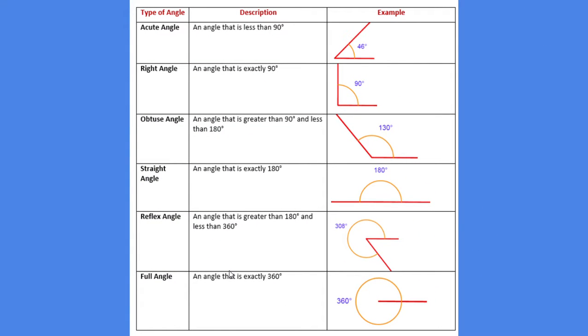These are the other types of angles to be remembered. We already saw the right angle, which is 90 degrees. Any angle which is less than 90 degrees is called an acute angle. Any angle which is more than 90 degrees but less than 180 degrees is an obtuse angle. Any angle which is a straight line is 180 degrees. Any angle that is greater than 180 degrees but less than 360 degrees is a reflex angle. And any angle that is exactly 360 degrees or forms a complete circle is a full angle. These are the different types of angles to be memorized.